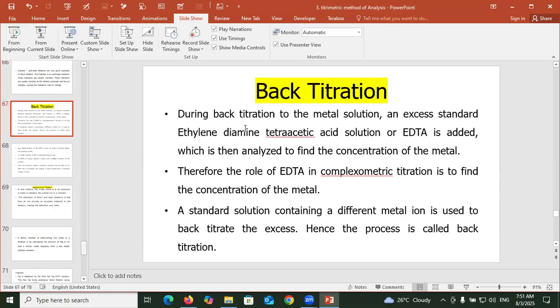Back titration. During the back titration, to the metal solution an excess of standard ethylene diamine tetraacetic acid solution, or EDTA, is added, which is analyzed to find the concentration of the metal. Therefore, the role of EDTA in complexometric titration is to find the concentration of the metal. A standard solution containing a different metal ion is used to back titrate the excess. Hence, the process is called back titration.